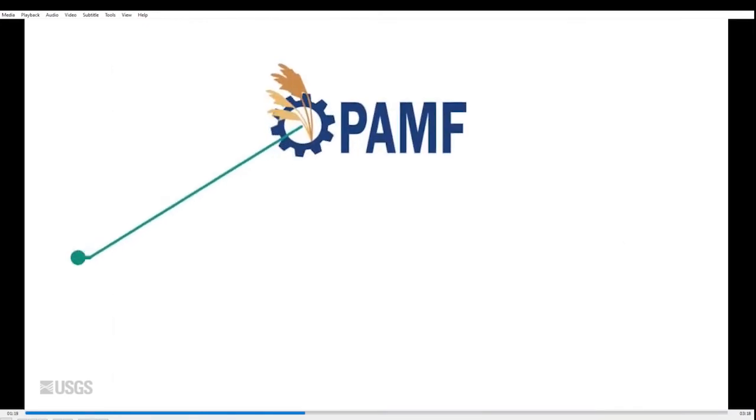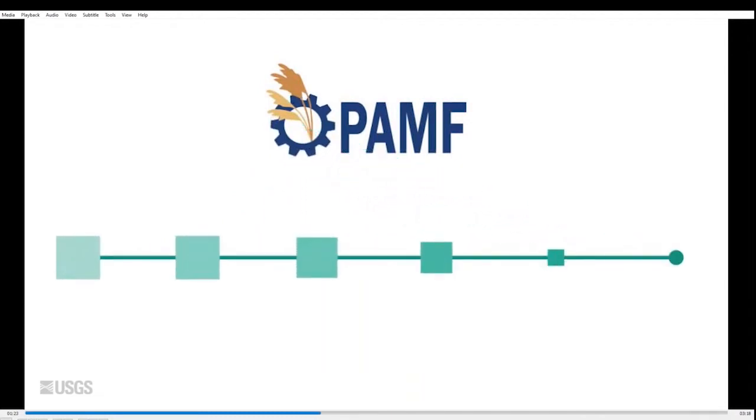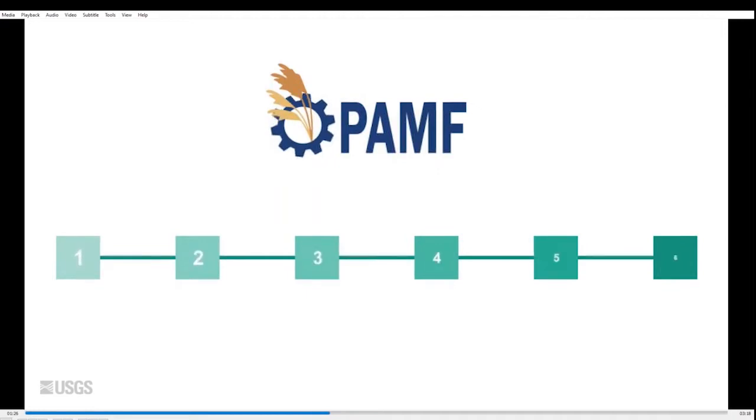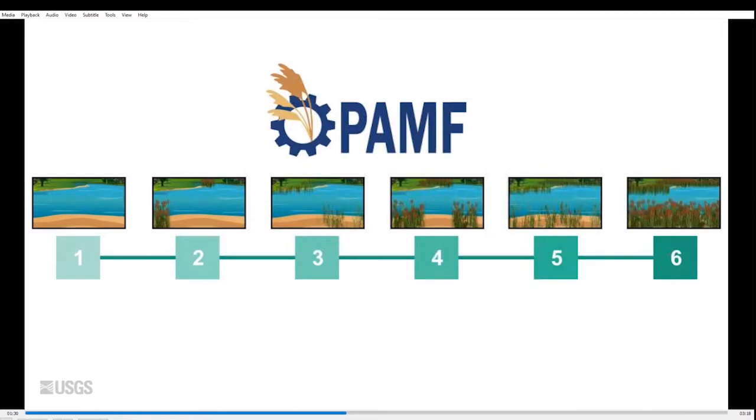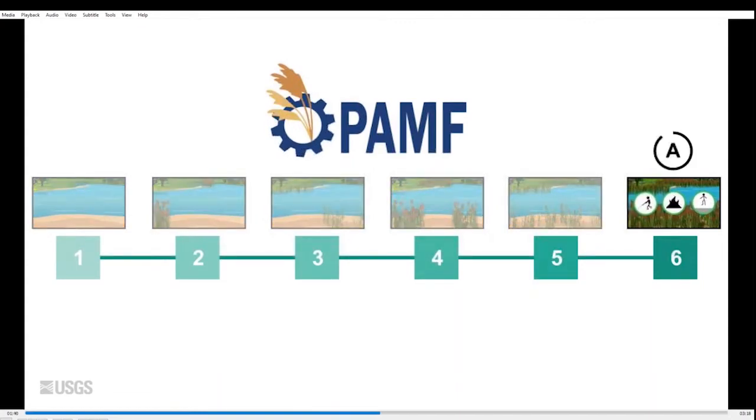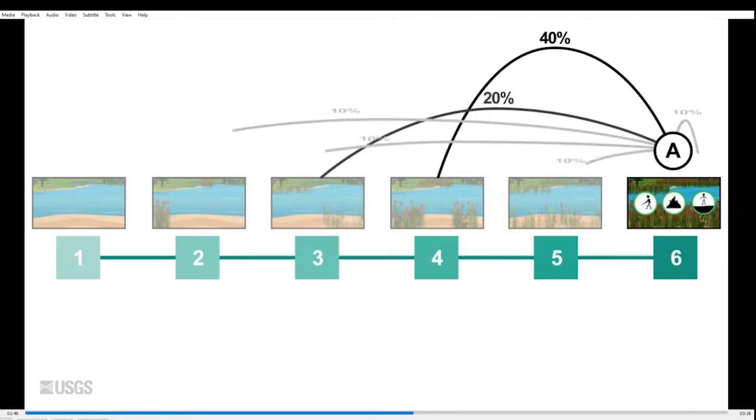PAMF's model keeps track of what is known about management outcomes by categorizing invasions into 6 states, increasing in severity from 1 to 6. And predicting how likely an invasion is to transition from one state to another after management. Imagine that you have a highly invaded management unit in state 6 and plan to control it using management combination A. Before you take action, the model predicts that your unit is 40% likely to improve to state 4, 20% likely to improve to state 3, and 10% likely to end up in another state.